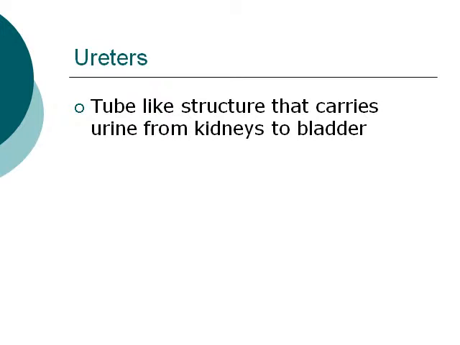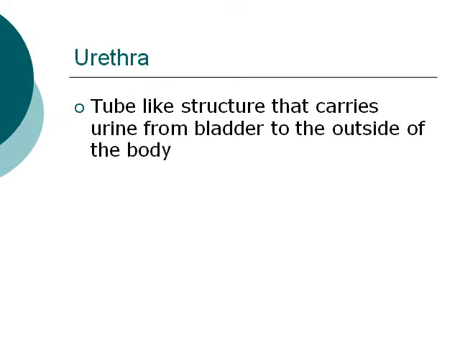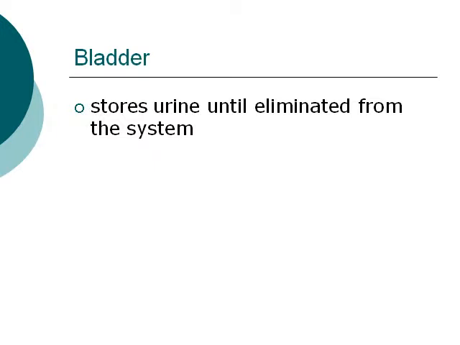Ureters. Ureters are the tube-like structures that carry the urine products from the kidneys down to the bladder. Urethra. Urethra, like the ureters, is a tube-like structure that carries urine from the bladder to the outside of the body. The bladder stores urine until it is eliminated from the system via the urethra that I described before.